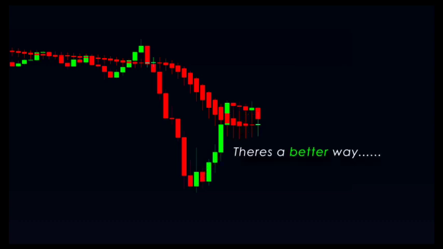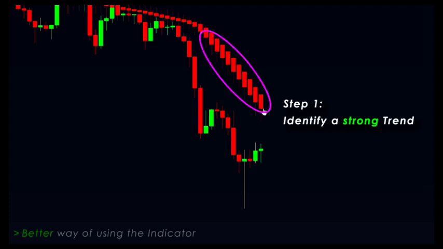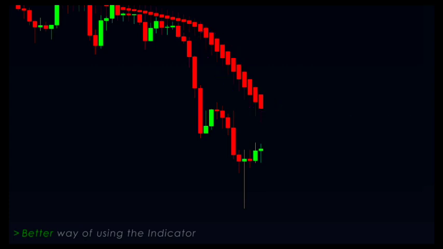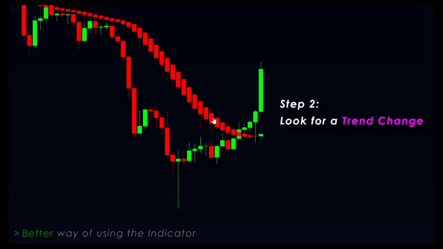Now, I'm going to reveal a better way of using the Smooth Heiken Ashi indicator. The first step is you want to find a strong existing trend, like in this example. Here, you can see that the price is going down, while the indicator is displaying large red candles, indicating that the price is on a strong downtrend. Once you've identified the trend, the next step is to look for a trend change. And we can do that by waiting for the Heiken Ashi candles to show signs of a trend reversal. And as you can see here, the candles gradually become smaller and smaller before finally switching to a green color. So now we have our trend change.